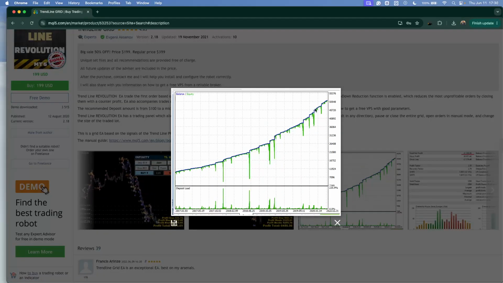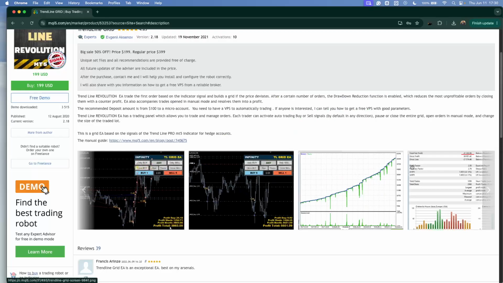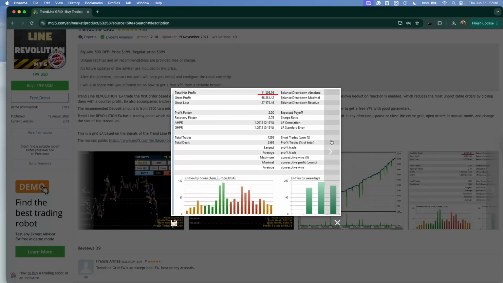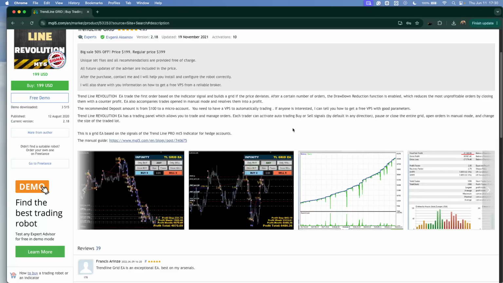This is how the equity curve looks like from 2017 to 2020. So 3 years data of backtest gave us this result. That is exactly how it looks.